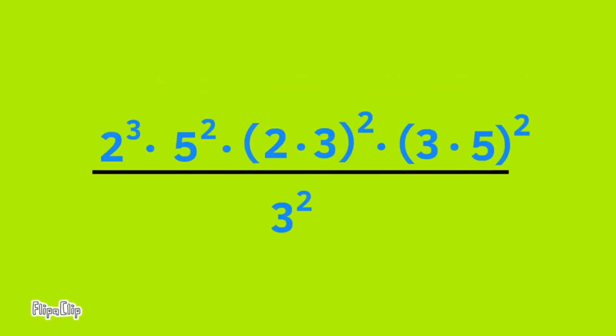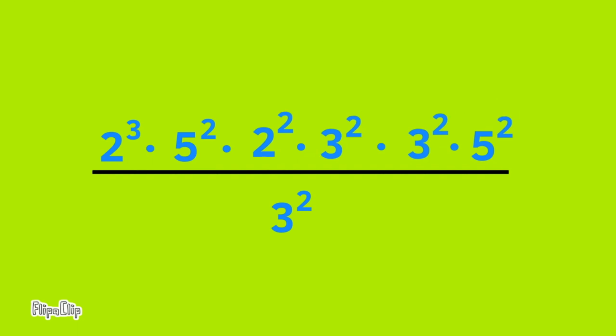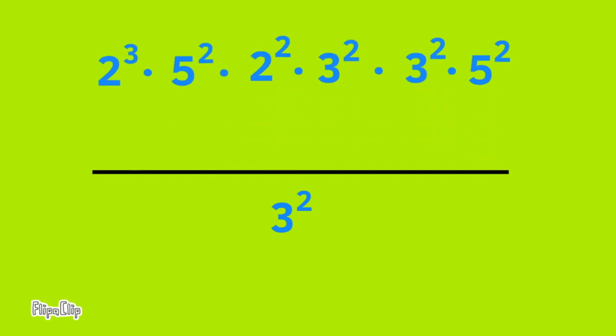Let's try another expression. This example involves multiplying exponents and dividing by a term with an exponent. First, I'll use the distributive property to distribute the exponents from outside the parentheses to the terms that are inside the parentheses. And after completing that step, I can remove the parentheses altogether. I'm doing this so I can reorder the terms.